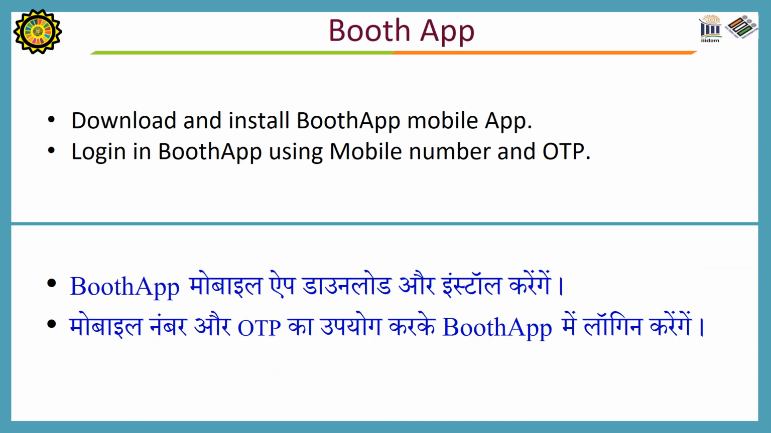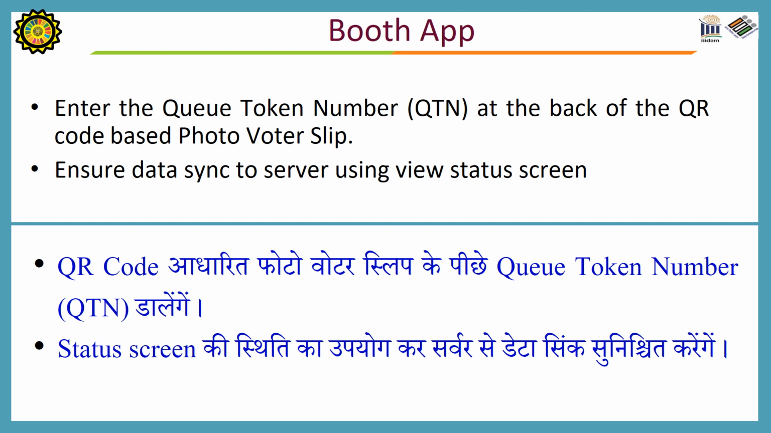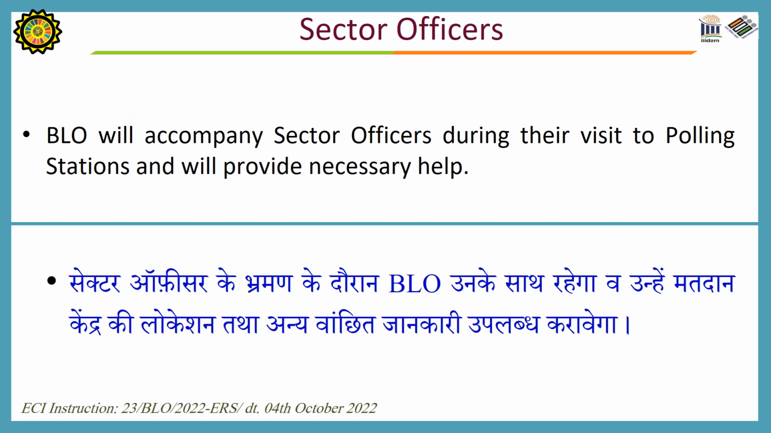Booth app. They will download and install the Booth app. Log in the Booth app using mobile number and OTP. They have to check device mobile compatibility. Scan every voter who comes to the polling station. Enter the Q token number at the back of the QR code based photo voter slip. Ensure data sync to server using view status screen. BLO will accompany the sector officers during their visit to the polling station and will provide necessary help.